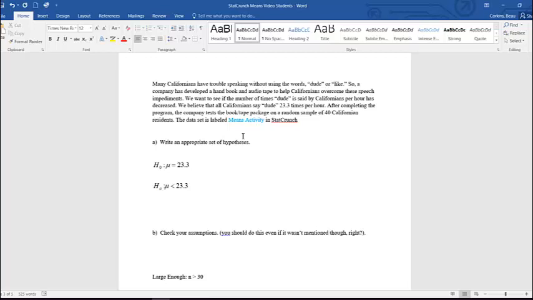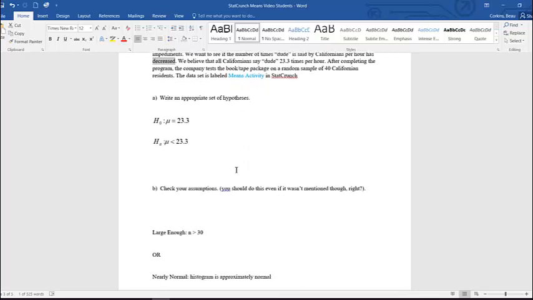We believe that all Californians say "dude" 23.3 times per hour. After completing the program, the company tests the book/tape package on a random sample of 40 Californian residents. The data is in the means activity in StatCrunch. First things first, write out our hypotheses. H0, the null hypothesis: mu equals 23.3. That's our assumed value right there. Then less than, because it says decreased. We're trying to see if it has decreased.